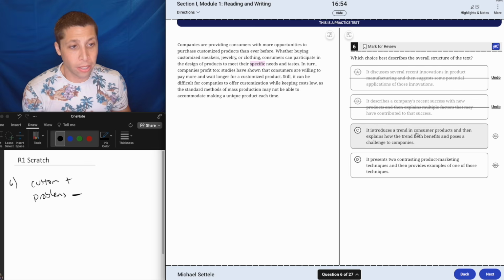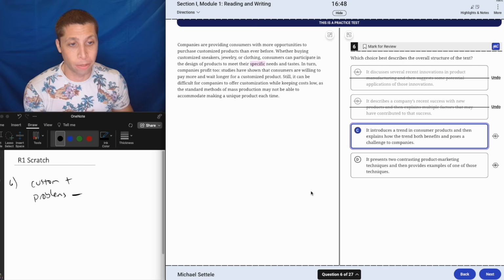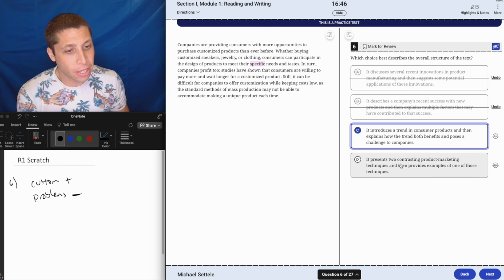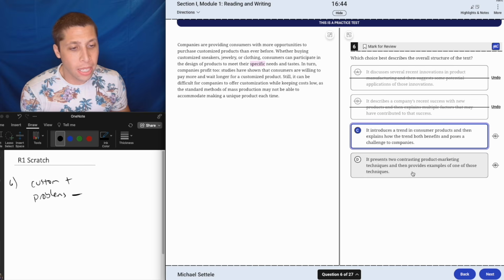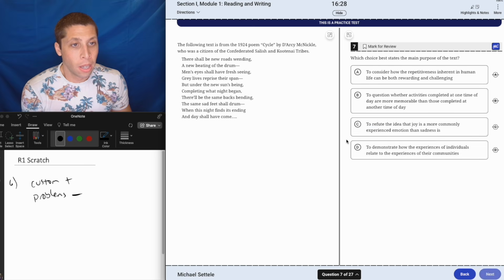It introduces a trend in consumer products and then explains how the trend both benefits and poses a challenge to companies. Yeah, what is the trend? The trend is customization. It presents 2 contrasting product marketing techniques and then provides examples of one of those techniques. No, they're not marketing. Well, I guess their marketing is only one thing, that they're offering customization. And so there's no contrasting thing to that. So yeah, only this makes sense.